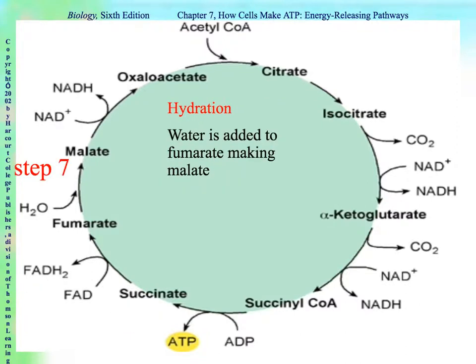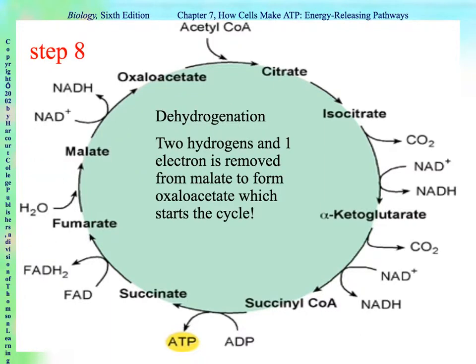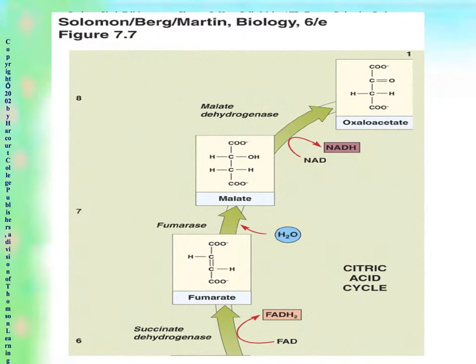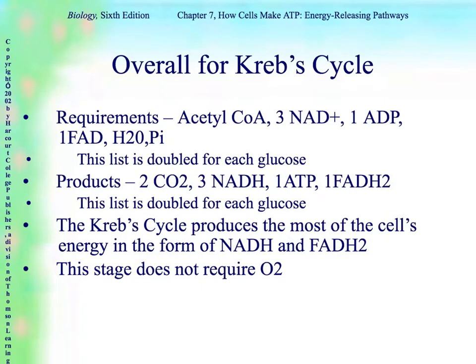In step 7, hydration, water is just added to fumarate to make malate. We are still at a 4-carbon molecule. And the last step is malate being turned into oxaloacetate. How does that occur? Dehydrogenation. 2 hydrogens and 1 electron are removed from malate, and that forms oxaloacetate, which is our 4-carbon molecule, which will then be reused in the cycle to add to the 2-carbon acetyl coenzyme A to make our 6-carbon citrate. Here's the chemistry. There's our fumarate. Water's added to make malate. Dehydrogenation to make oxaloacetate.